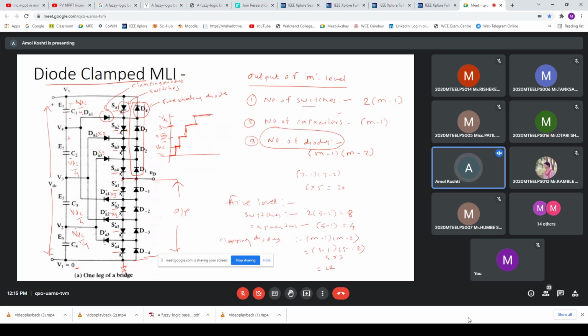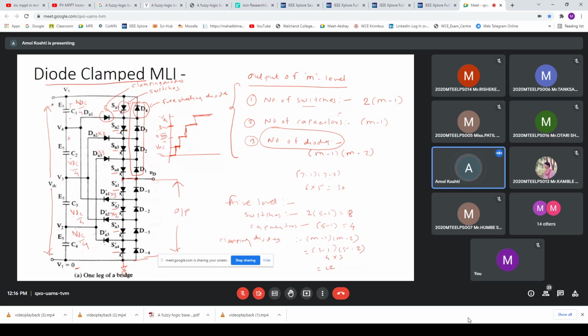Now how is this output produced? I will tell you through the switching table and the mode of operations of this diode clamp inverter. Tomorrow in the lecture I will tell you in detail how this output is actually produced. Right now I told you only the concept. Tomorrow we'll go through this same inverter with the modes of operation and the switching table, and there you will understand better how this 5 level output is produced. Right now, just remember these formulas. These formulas are very important.